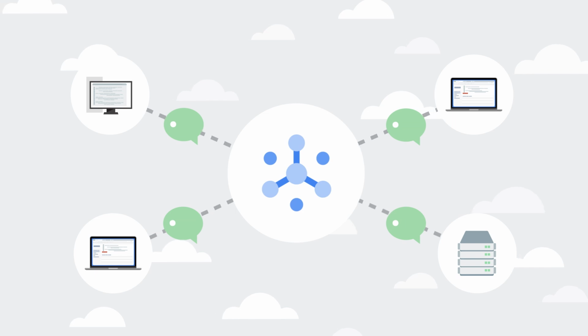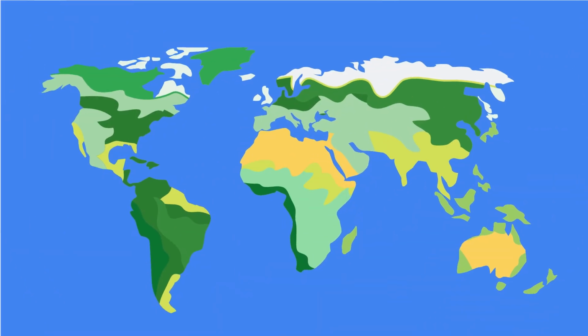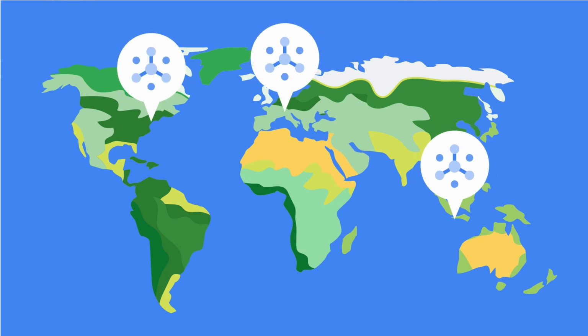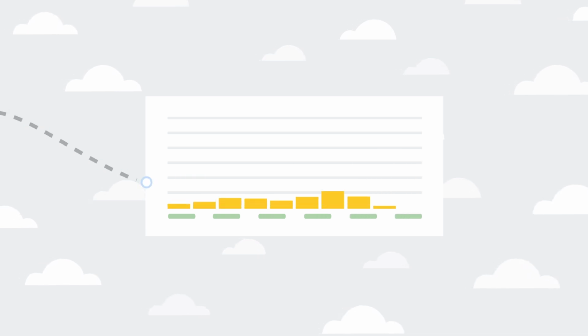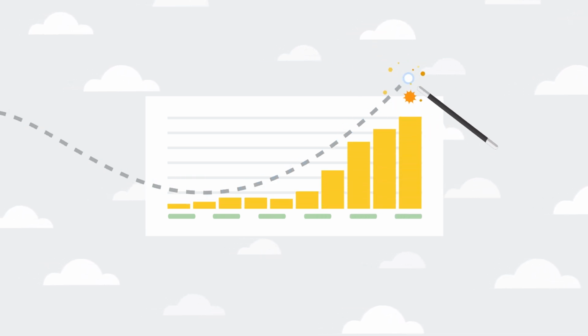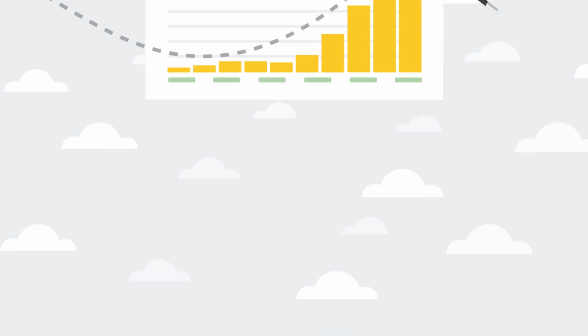scale. And PubSub runs in any Google Cloud region in the world, so you can easily use it in Jakarta, Frankfurt, or Montreal, and of course, everywhere else. You also don't have to provision PubSub. It scales global data delivery automagically from 0 to millions of messages per second.